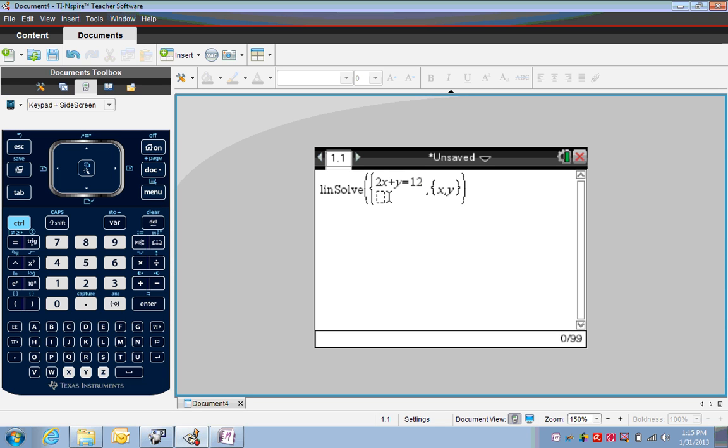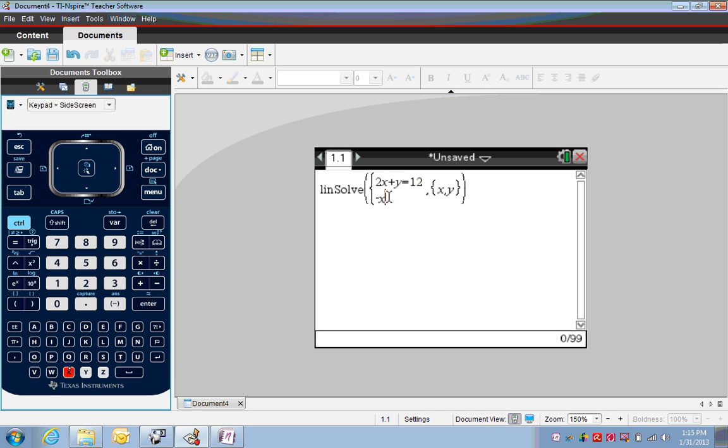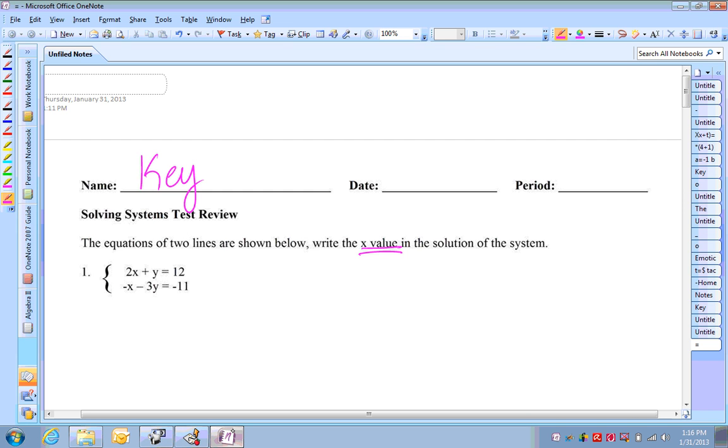And the second equation is negative x minus 3y equals negative 11. And you hit enter. If you notice, the first variable was x, so our x value is 5. And that's all that they're asking for. They only want the x value, so you could put x equals 5 there.